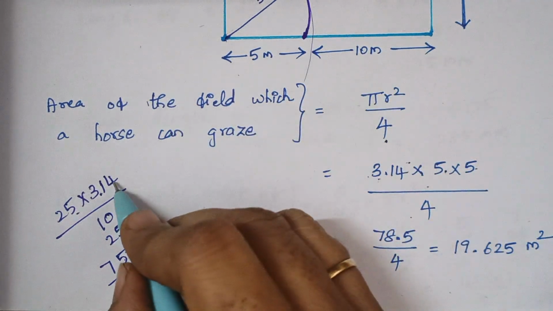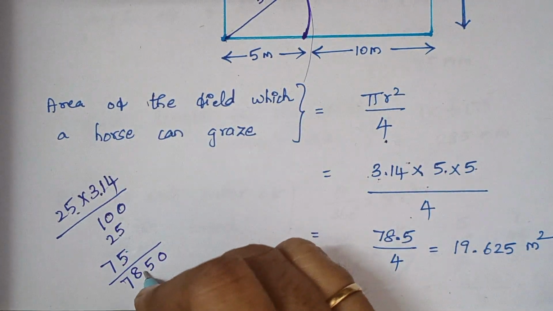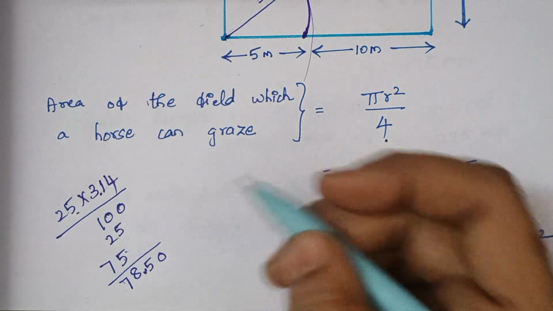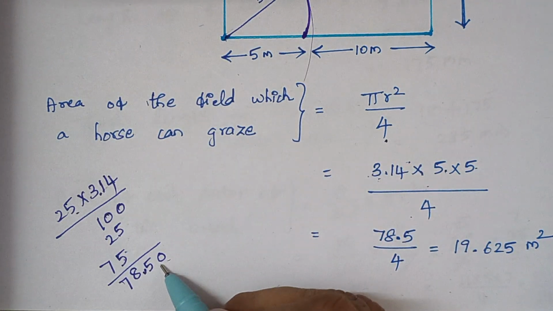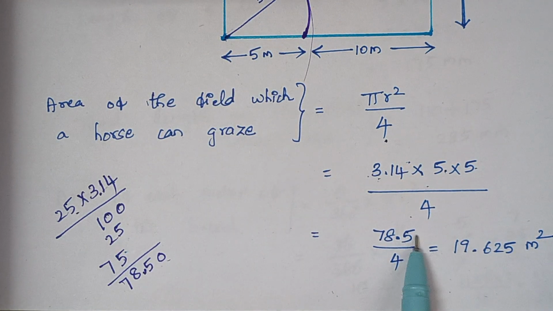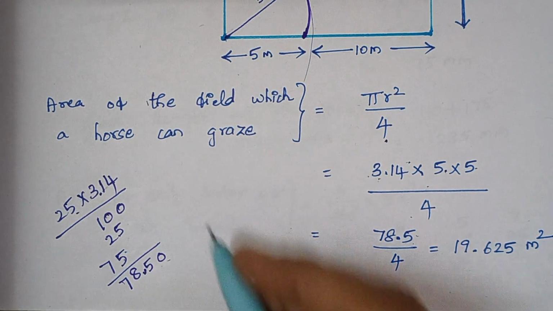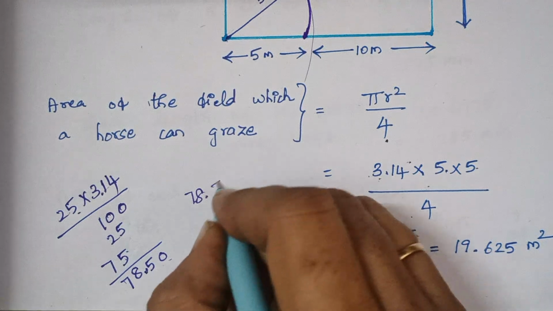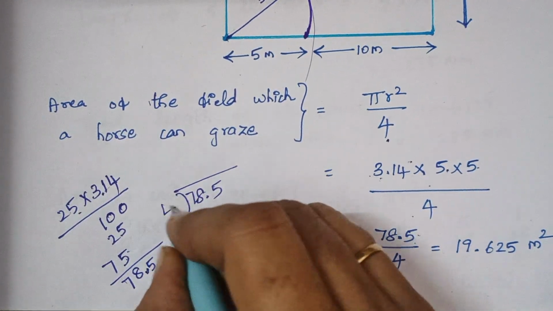So we have to keep 2 digits. Later we have to keep the decimal point. So this part is divided by 4. So here 78.50 or 78.5, okay, both have the same meaning. Divided by 4 here. So this is 78.5 divided by 4.